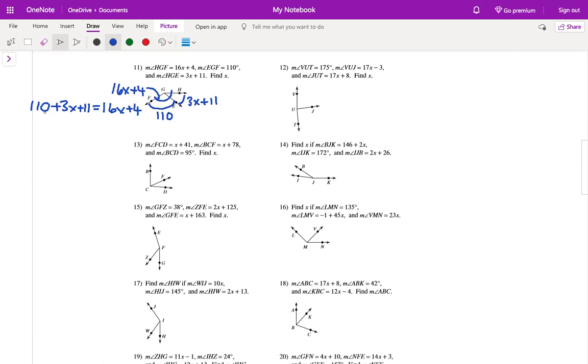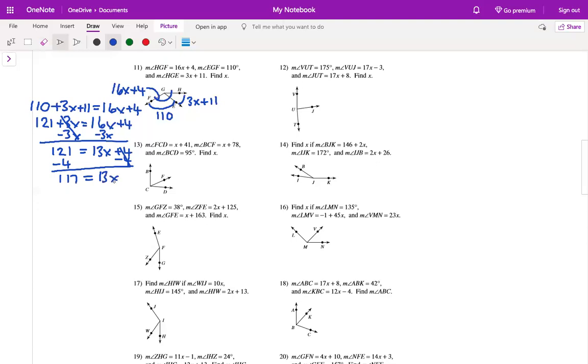So let's go ahead and tidy up this side a little bit. We have 110 plus 11, so that gives us 121 plus 3x equals 16x plus 4. Looks pretty good. What should we do next? Let's subtract 3x from both sides. Draw a line under there. So this one cancels, a positive 3x and a negative 3x. So we're just left with 121 on the left-hand side, and 16x minus 3x is 13x plus 4. And subtract 4 from both sides. That gives us 121 minus 4 is 117. Plus 4 minus 4 just gives us 0, so 13x, we're almost there.